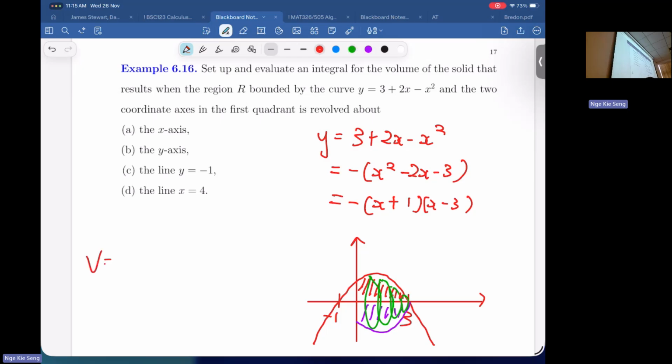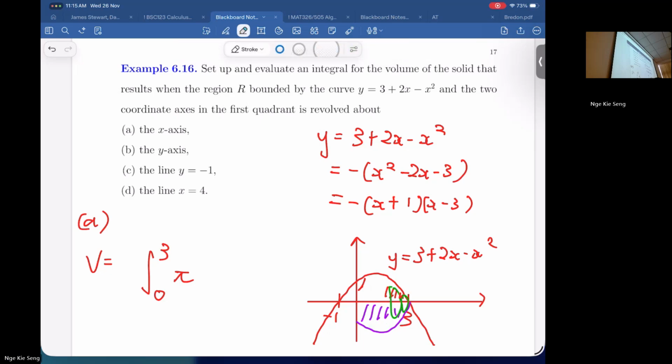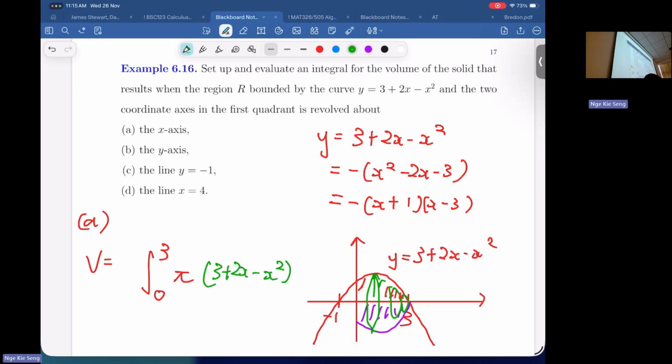So this volume is just integrating, let's say from 0 to 3, of pi times, what's your radius here? So who controls your radius here? Actually it is the height of your graph. This height of your graph will control your radius. Pi times (3 plus 2x minus x squared). So your radius is this way, or your radius is here. So it's just 3 plus 2x minus x squared, dx.